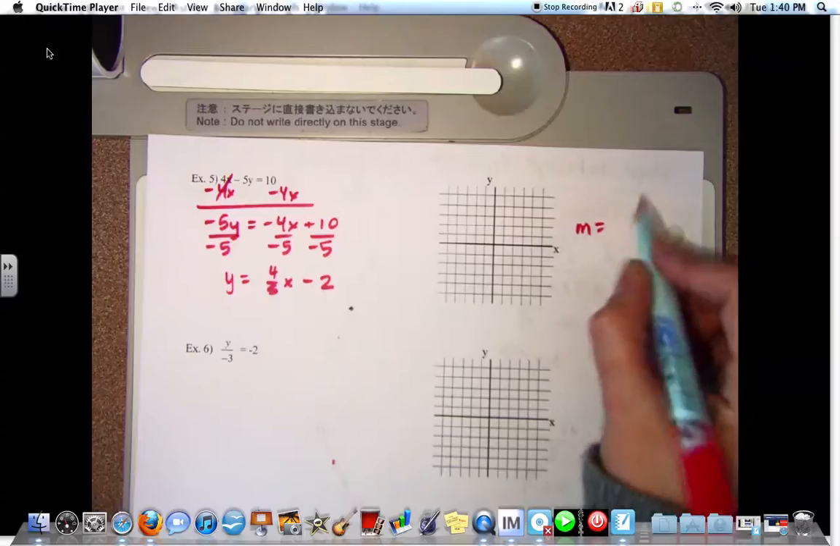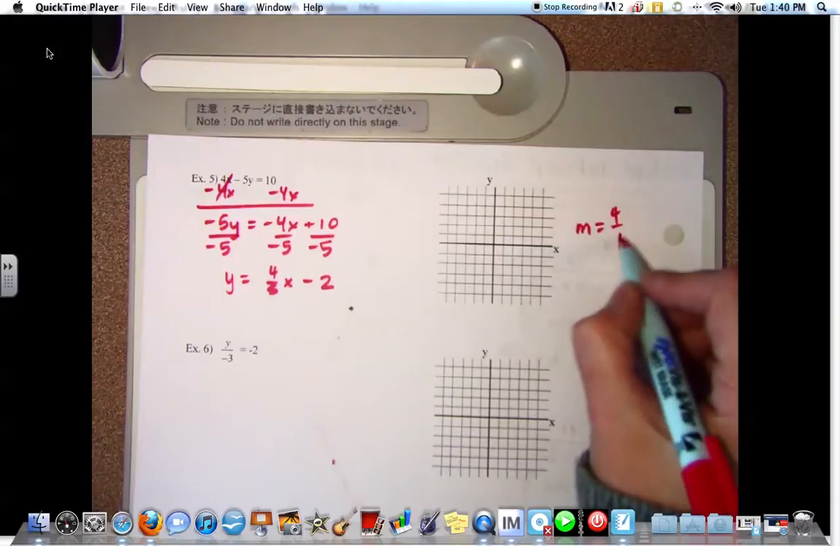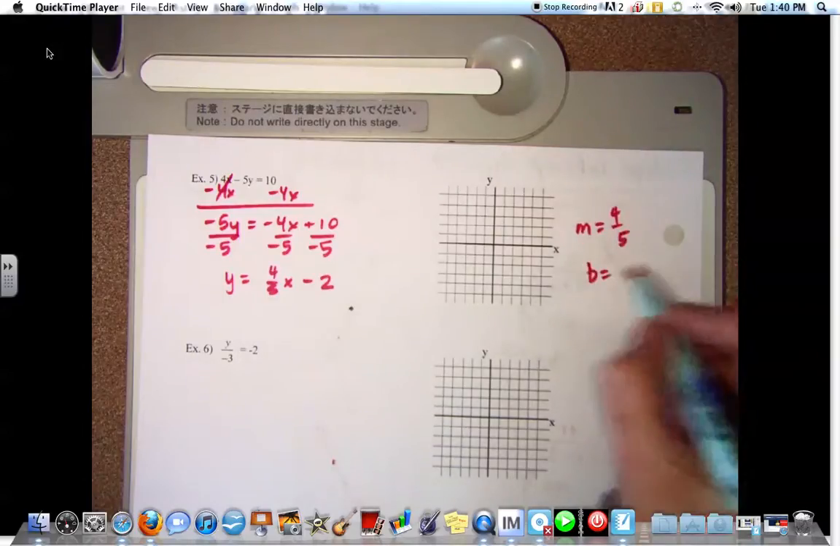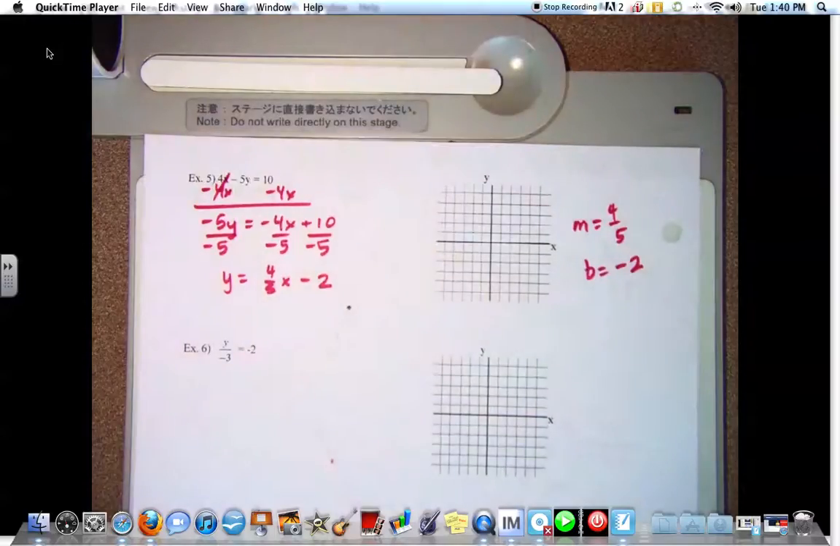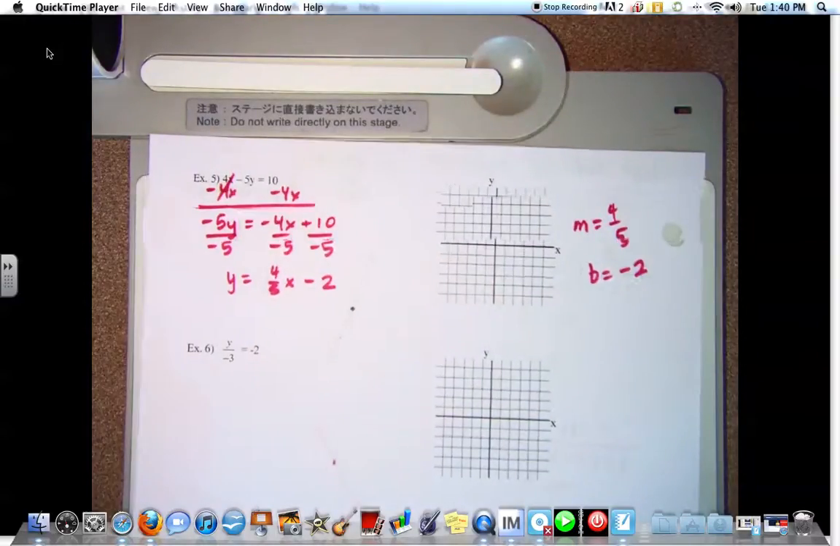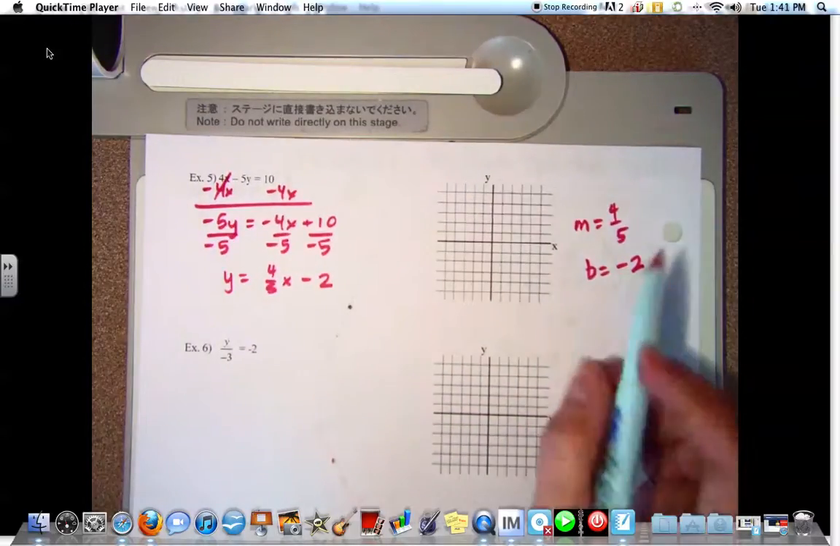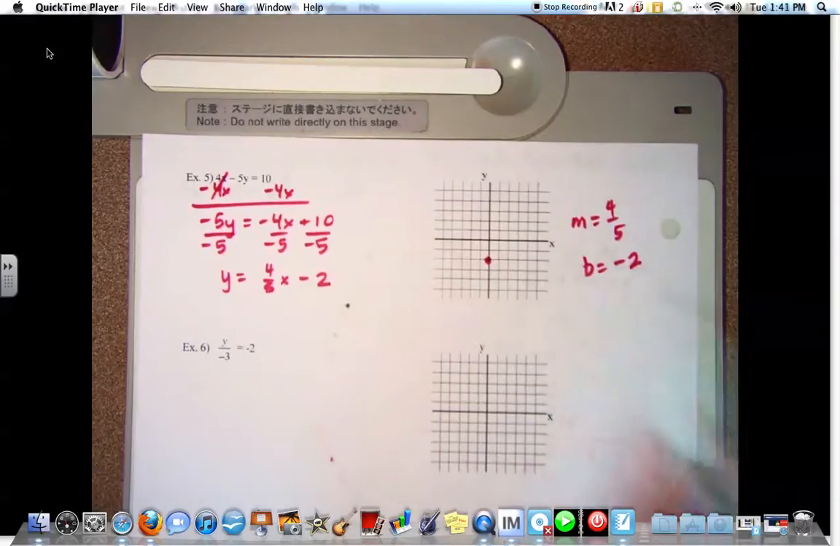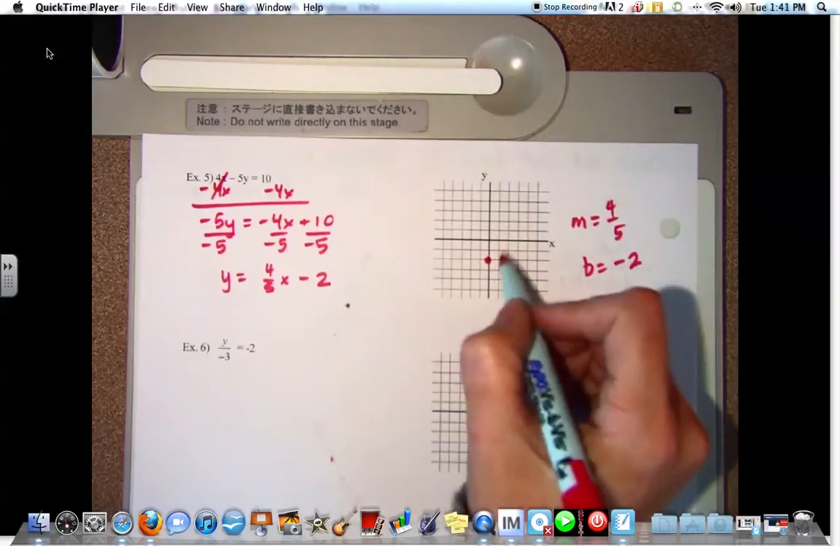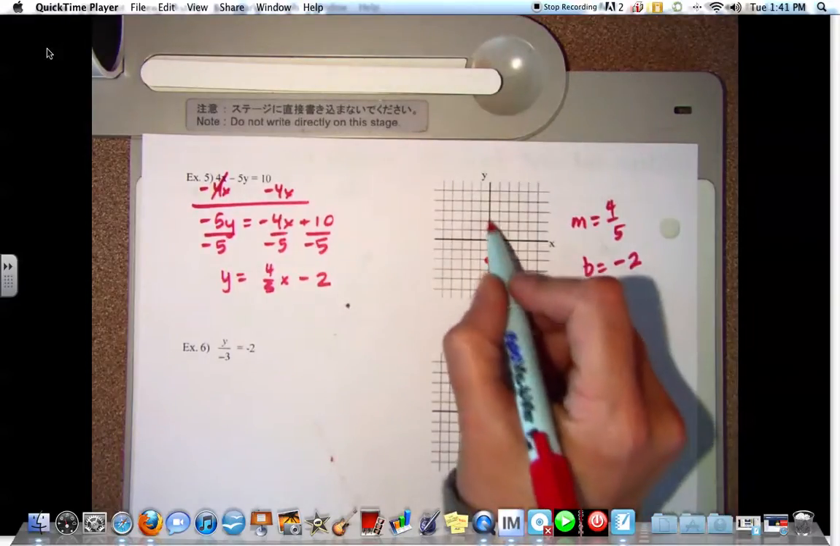So my slope is 4 over 5. The y-intercept is negative 10 over 5, which is negative 2. So where am I starting? Negative 2. And from there, you go up 4 and over 5.